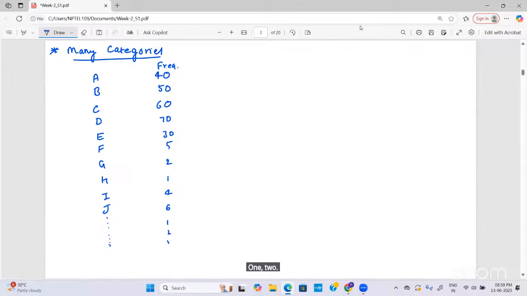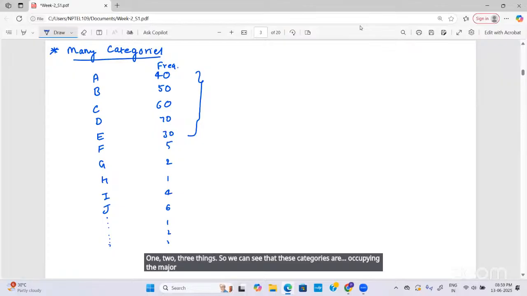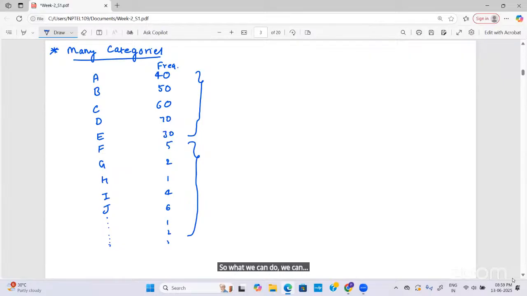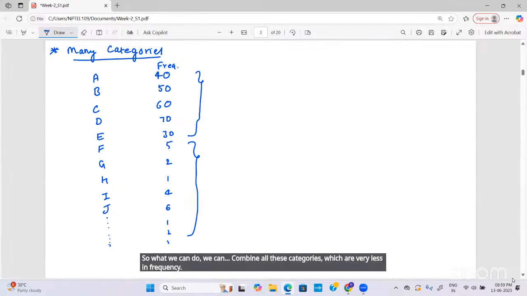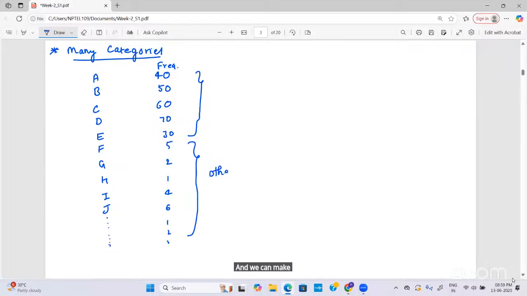We can see that these categories are occupying the major proportion of the entire data set, and the remaining categories are very low in count, very low in numbers. So what we can do is combine all these categories which are very low in frequency, and make one more category called others.